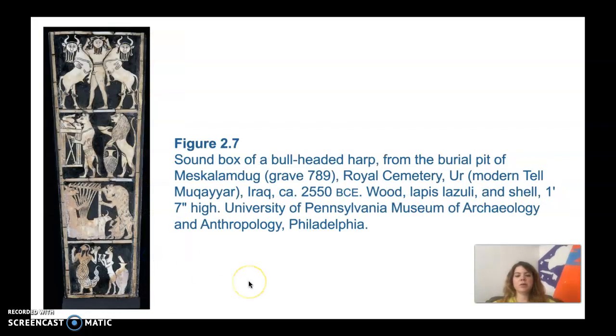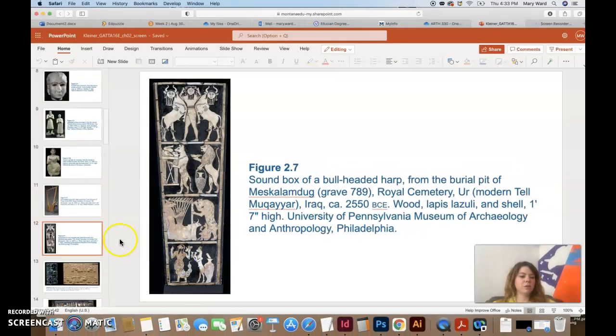Here's another sound box of a bull-headed harp from the burial pit of Mescaluamugdung. I don't know, I can't say that. Royal Cemetery at Ur, 2550 BCE. Wood, lapis lazuli, and shell. So they think that this is an inlaid sound box. It's divided into 4 panels, as you can see, by registers, these bands that divide it up, which is a common ancient Mesopotamian convention.